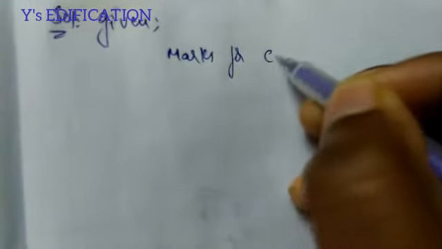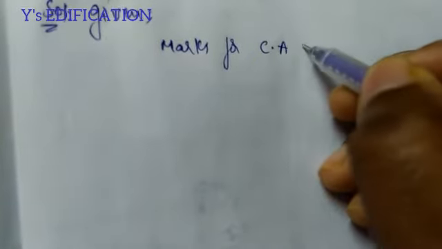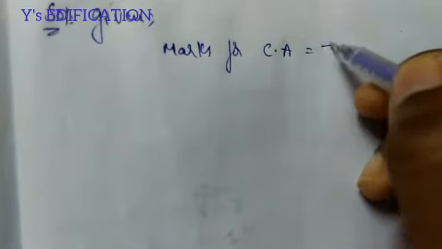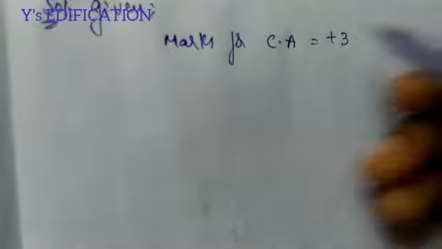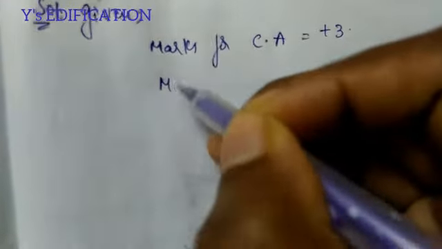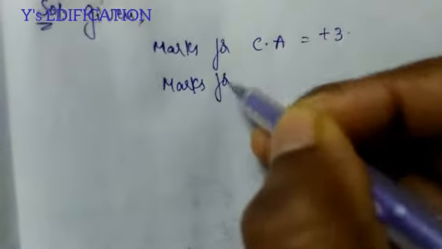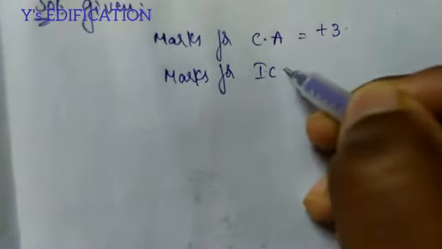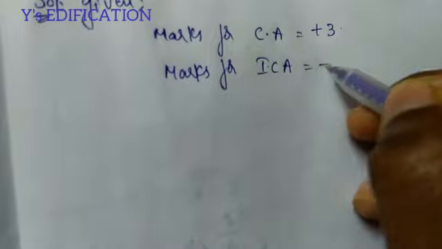In a class test, plus 3 marks are given for every correct answer. Marks for correct answer, I am writing simply CA. Correct answer is plus 3. Next, minus 2 are given for every incorrect answer. Marks for incorrect answer, ICA, incorrect answer is minus 2.